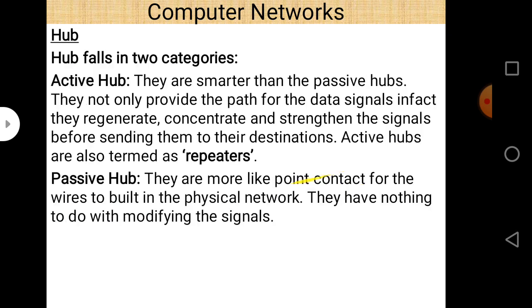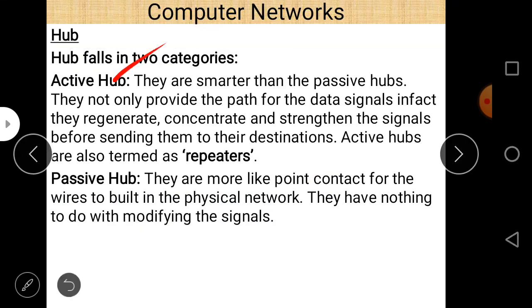And hubs fall basically in two categories. This is a very important part. Types of hub: active and passive hub. Active hubs are smaller than the passive hubs, and they not only provide a path for the data signal; in fact, they regenerate, concentrate, and strengthen the signal before sending it to the destination. Active hubs are also termed as repeaters. And second is the passive hub. They are more like a point of contact for the wires to build the physical network. They have nothing to do with modifying the signal.